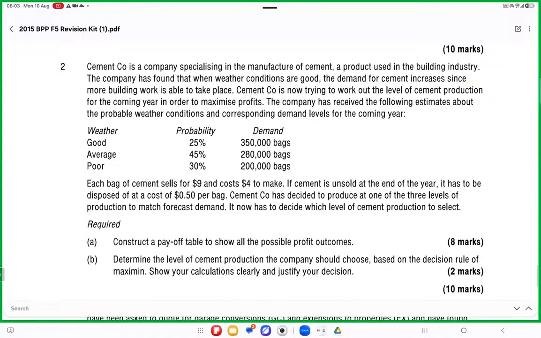Each bag of cement sells for 9 bob and the costs 4 to make. If cement is unsold at the end of the year, it has to be disposed of at a cost of 0.5 per bag. Cement companies decided to produce one of the 3 levels of production to match forecast demand. It now has to decide which level of cement production to select. They want me to construct a pair of tables to show all the possible profit outcomes.